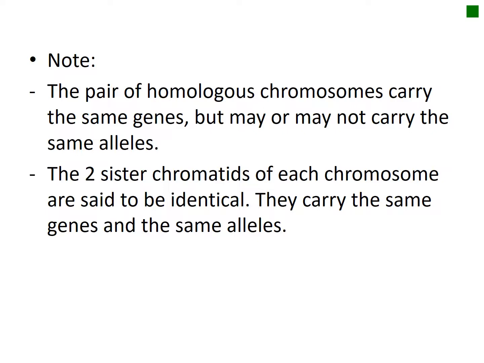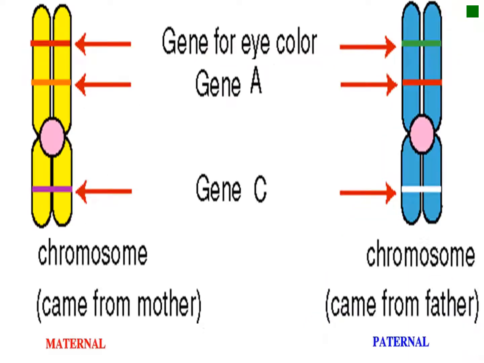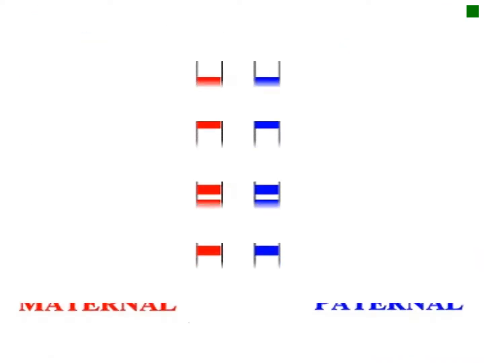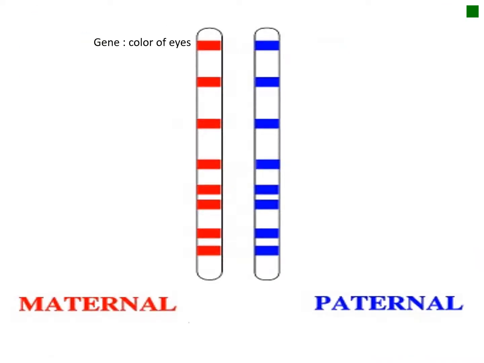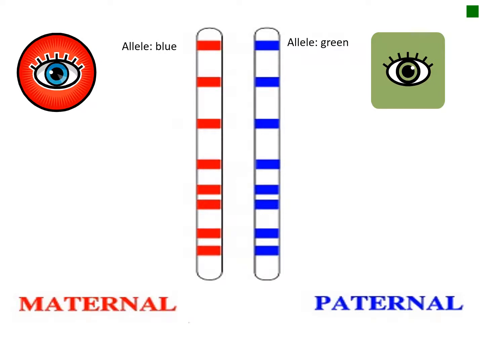The two sister chromatids of each chromosome are said to be identical, meaning that they carry the same genes and the same alleles. This is the figure of a chromosome showing the same alleles at the same position. This is what we're talking about, maternal and paternal. For eye color, green and blue: here the allele is blue, and here the allele is green. They are homologous, but they are not identical.